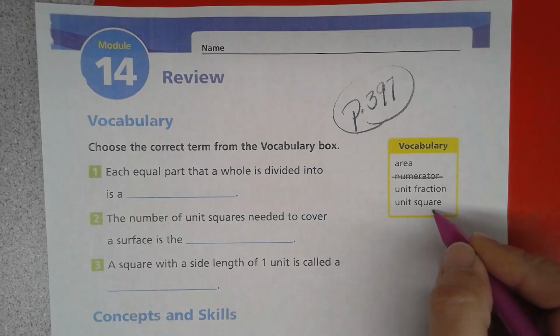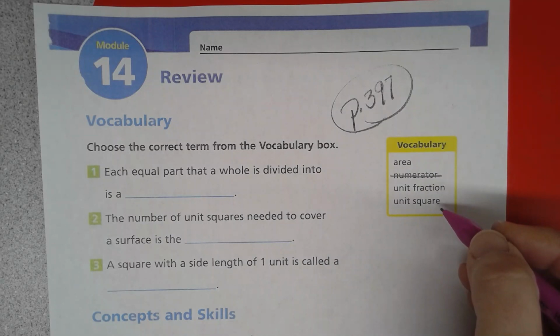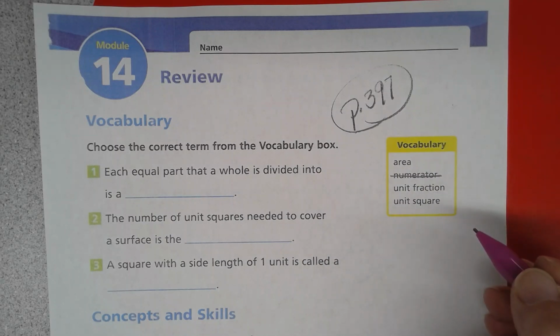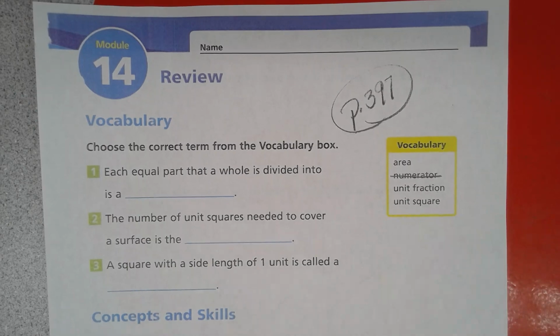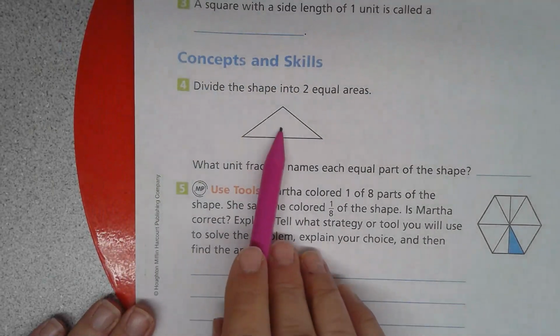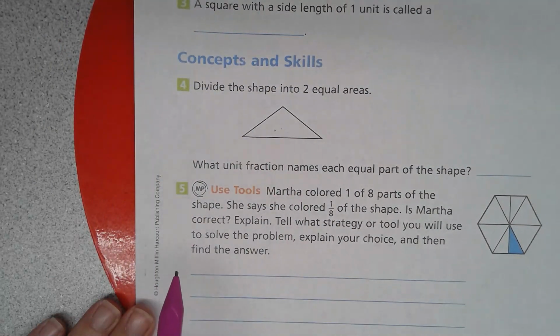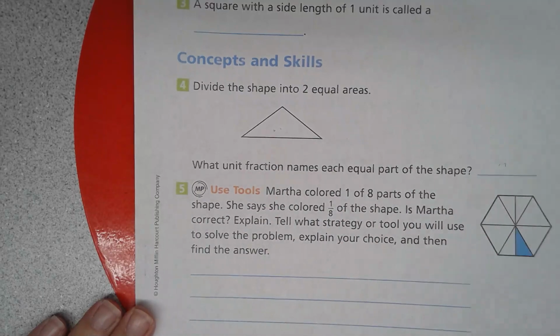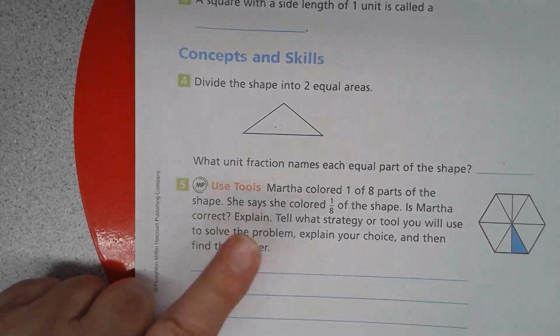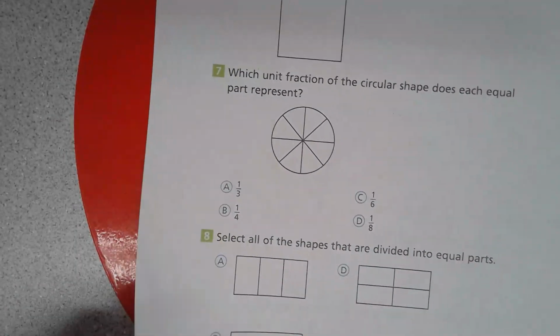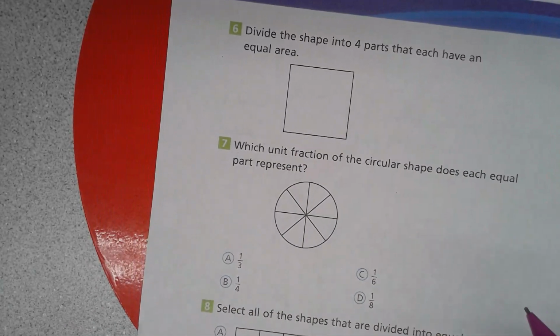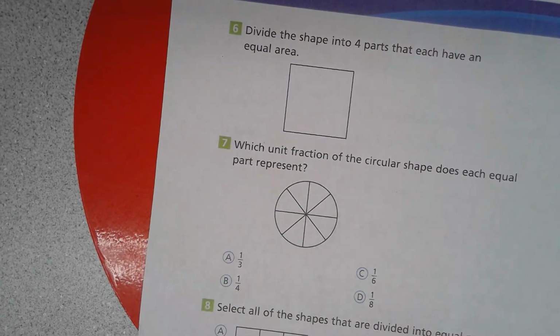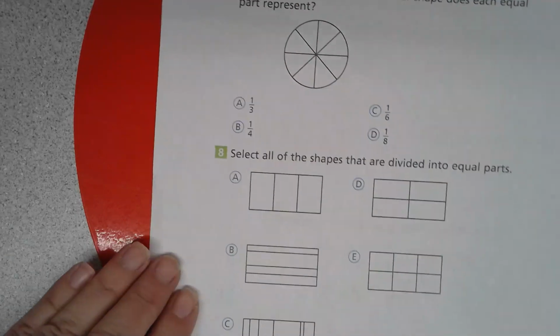And unit square would be when you are talking about area. Okay? So then you're going to divide this into two, and we did this the other day, so you know how to divide that into two equal parts. And then write your unit fraction here. Read that carefully. Divide this into 4. What is the unit fraction on 7? This is really quick and easy.